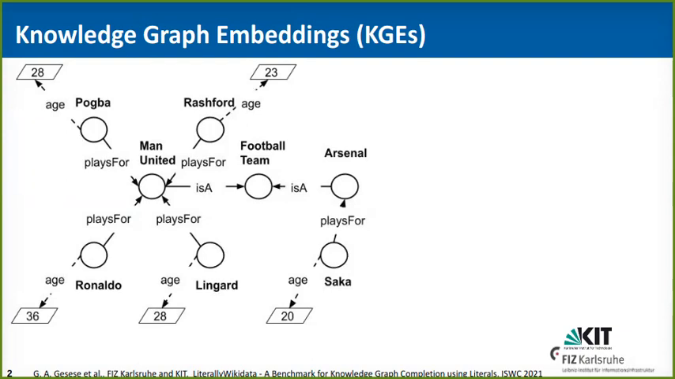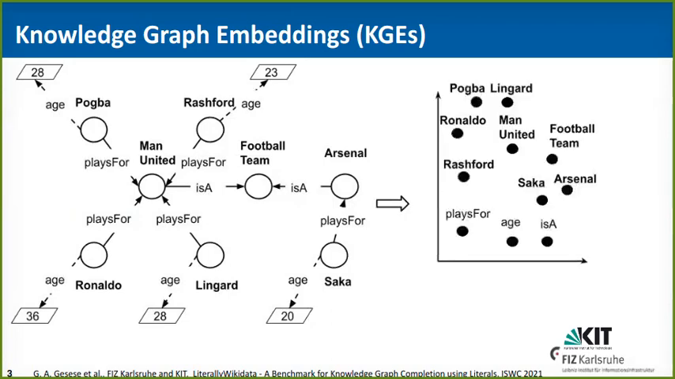One way to represent this graph in a vector space could be like this. The players are close to each other, and so are the teams. Even further, the players who play for the same team are close to each other, and the opposite holds for those playing for different teams. Moreover, Pogba is put near Lingard instead of Rashford based on age similarity.